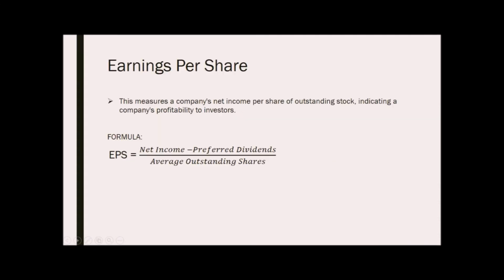Earnings per share, or EPS, measures the company's net income per share of outstanding stock, indicating a company's profitability to investors. Earnings per share is generally considered to be the single most important variable in determining a share's price. It is also a major component used to calculate the price to earnings valuation ratio. The formula to get EPS is net income less preferred dividends over outstanding average shares.